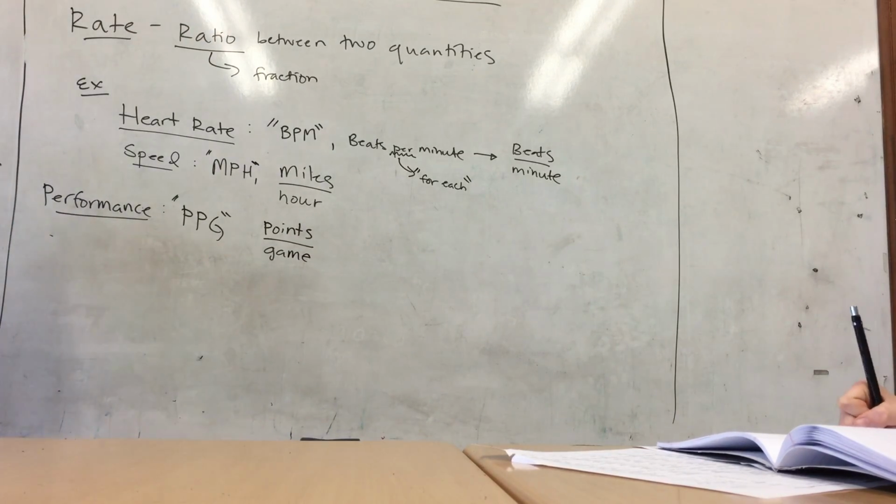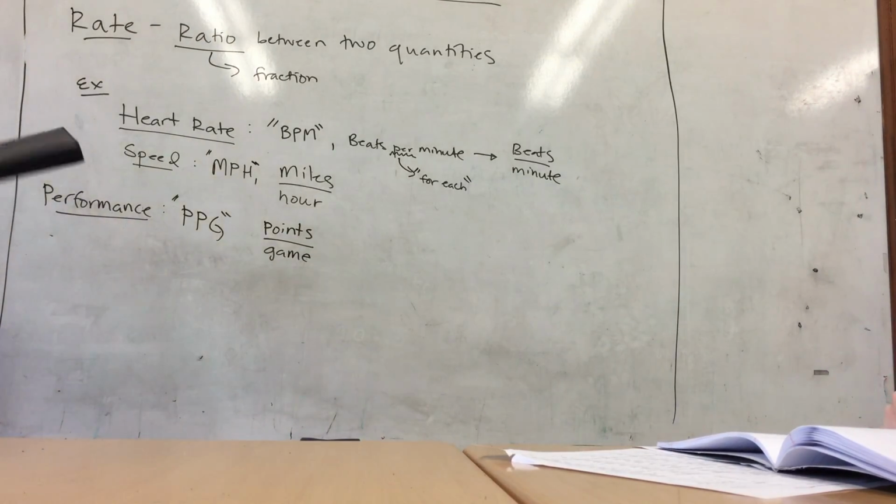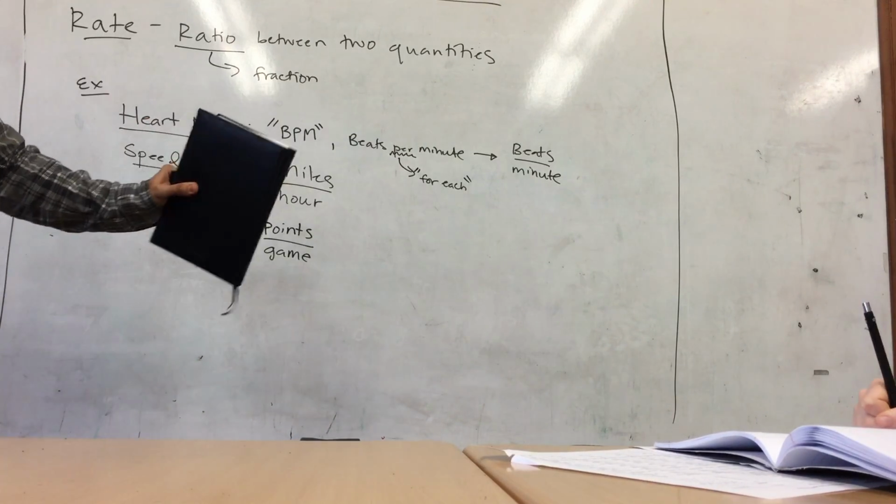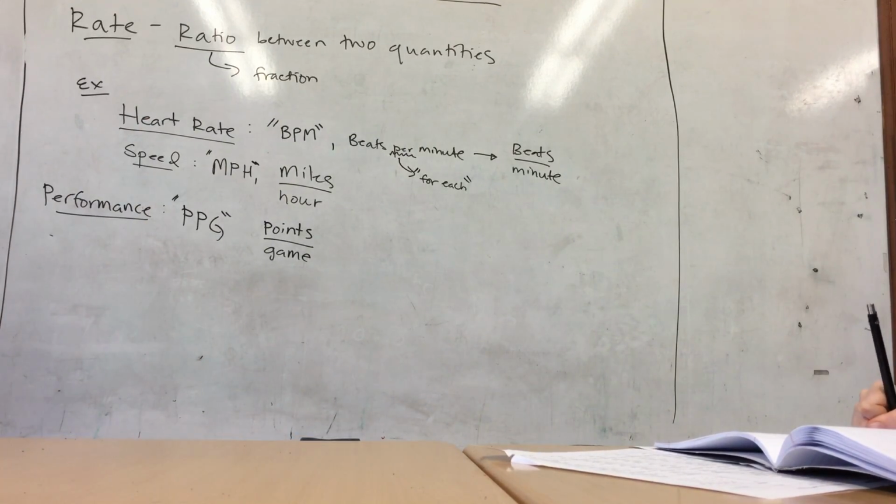That's all I've got in my book. I want you guys to think of a couple. You can make up your own rates. Chairs per pod. How many chairs there are for each pod, right? Per means for each. Boys per girls. How many boys for each girl in this class? I don't know if that one works.